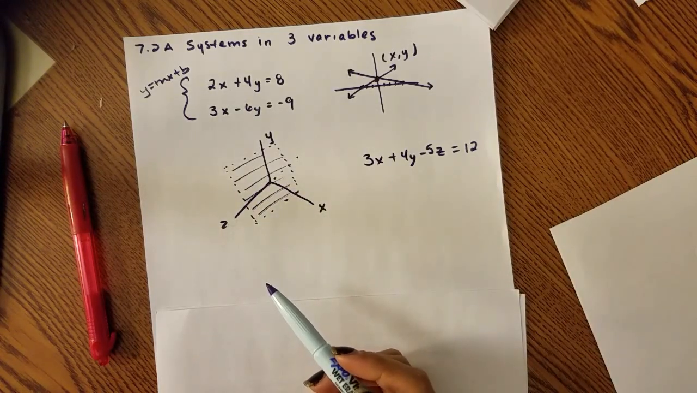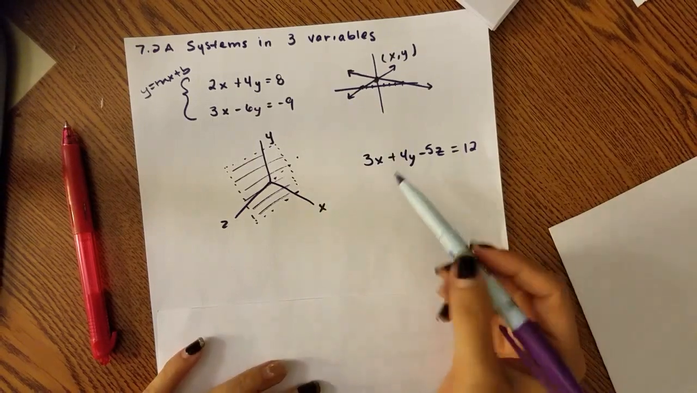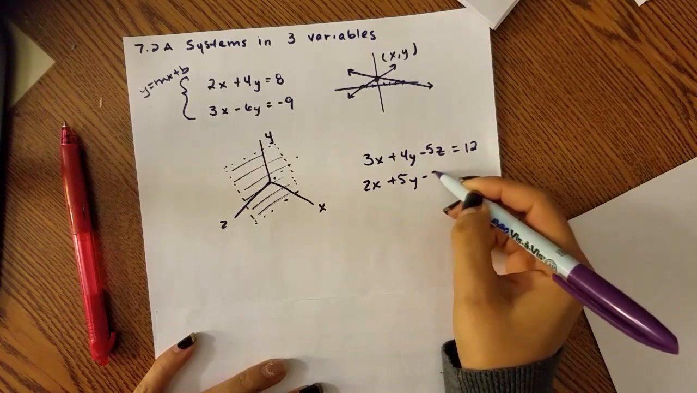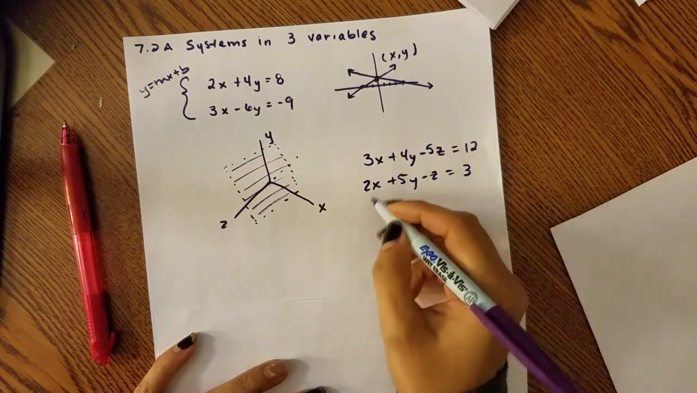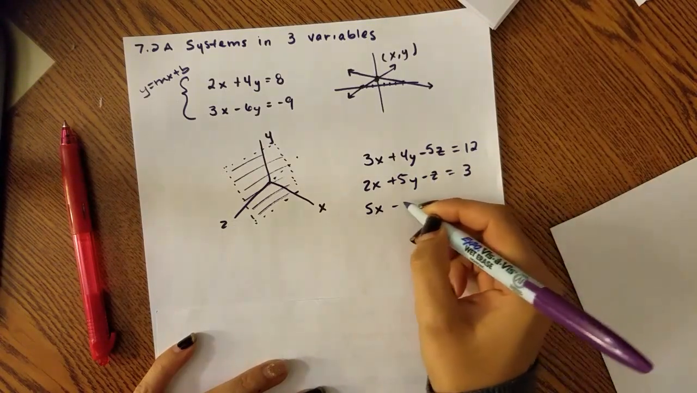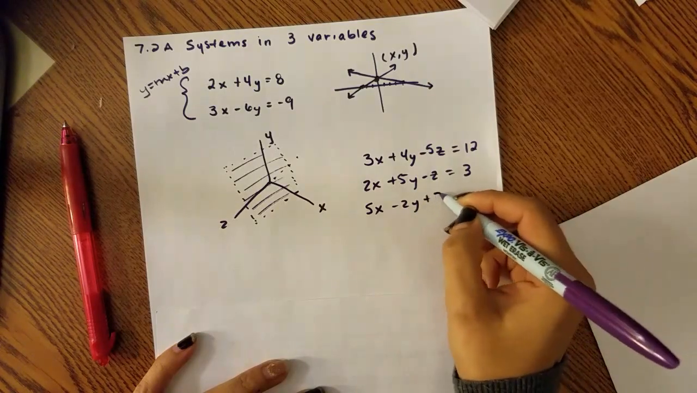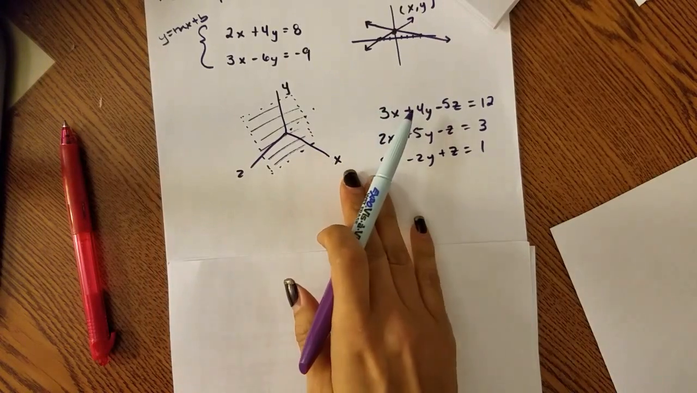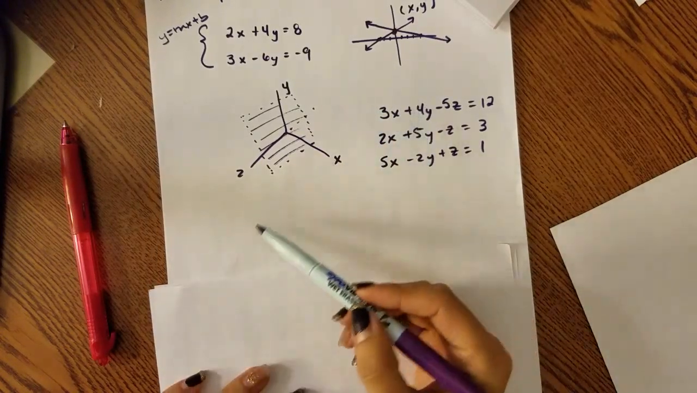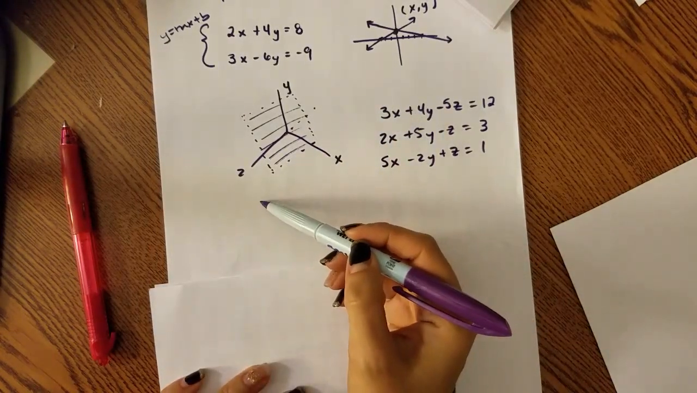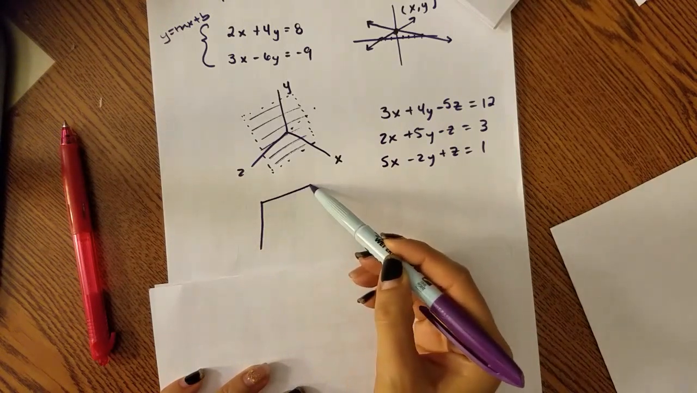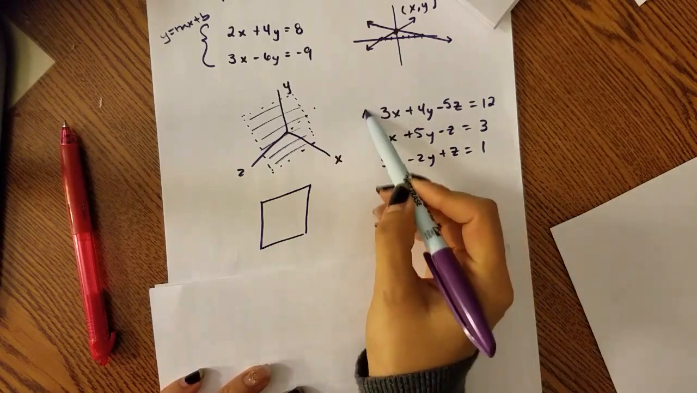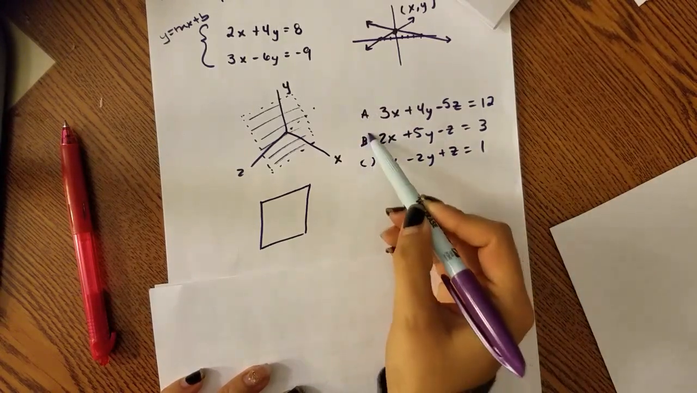So now when we have a system in 3 variables, say you have 2x plus 5y minus z equals 3, and I'm just making these up, and 5x minus 2y plus z equals 1, what you're actually doing is finding the line in which all 3 of those planes intersect. So say I'm going to label this A, B, and C.